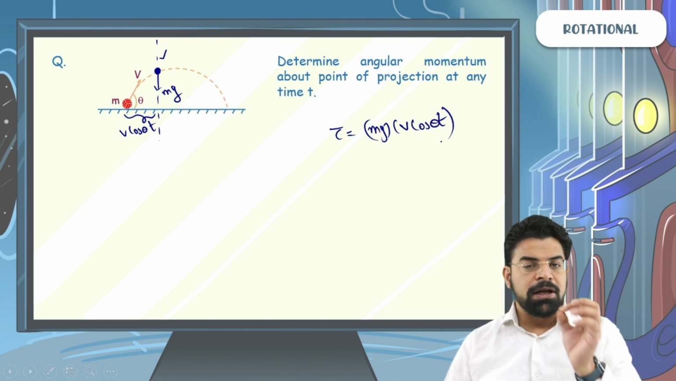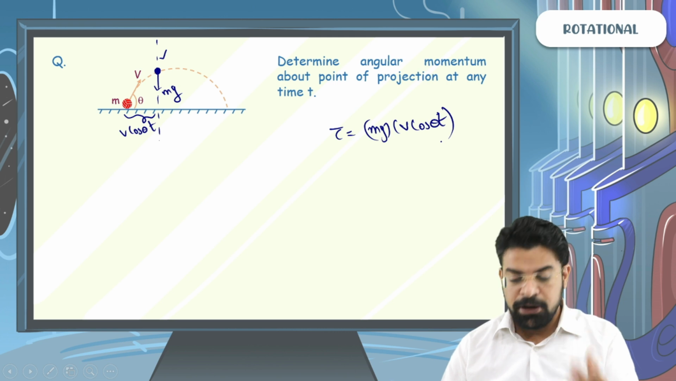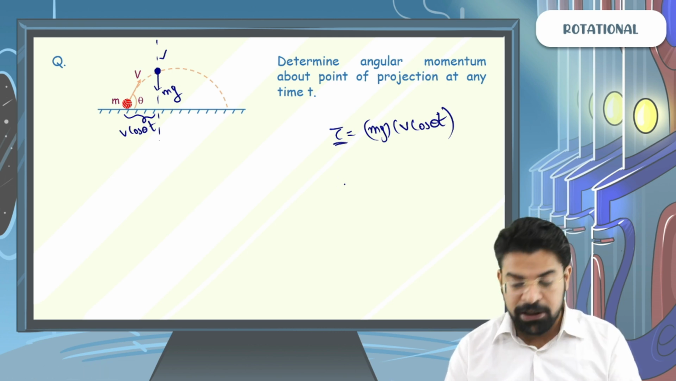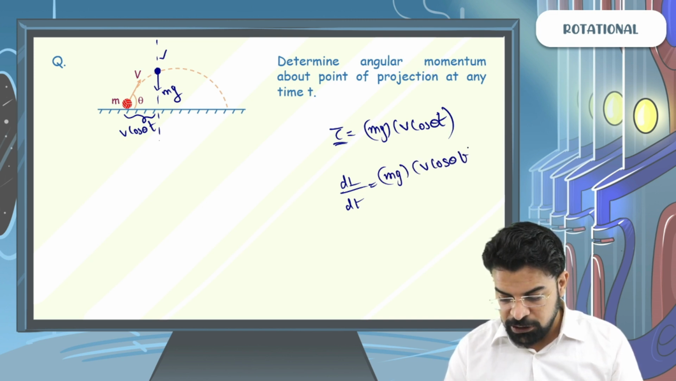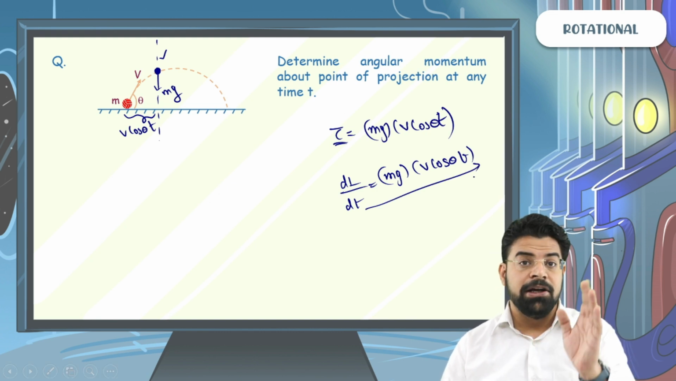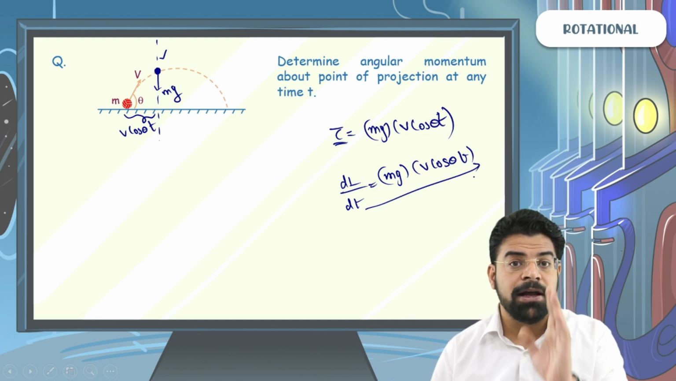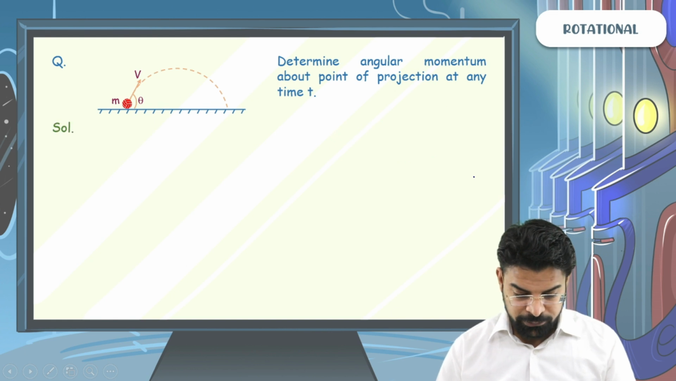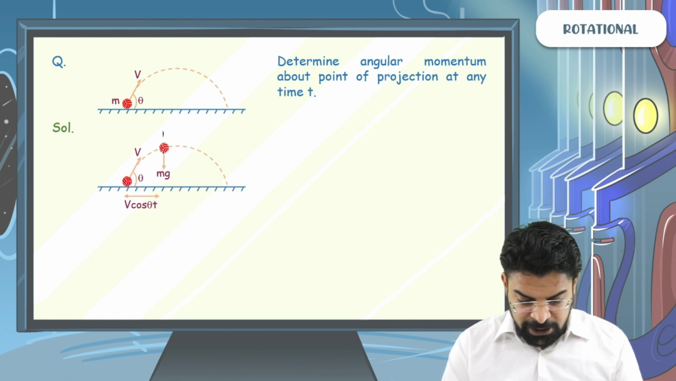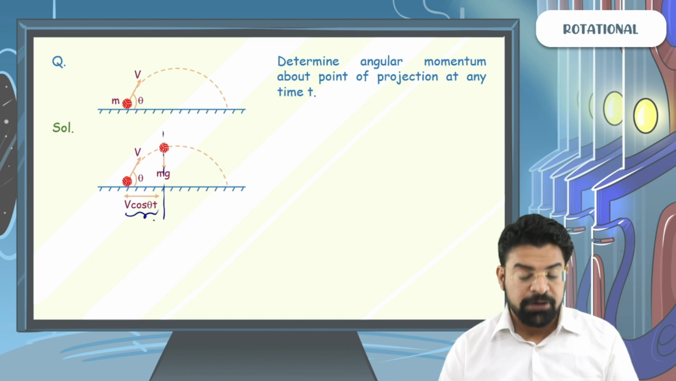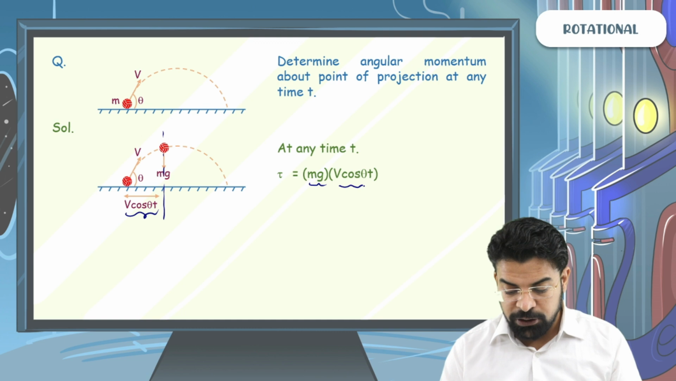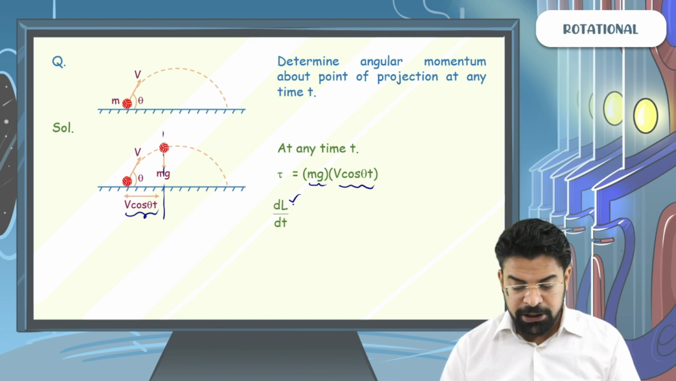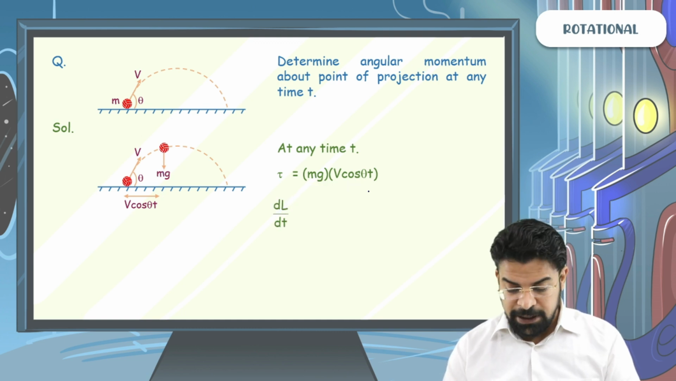Once you know the torque at any time t, you can write the angular momentum. How? In place of torque, you can write dL by dt. So you can write dL by dt equals mg times v cos theta times t. At any time t, the horizontal displacement will be v cos theta times t, so the torque equals mg v cos theta t, or better, dL by dt equals mg v cos theta times t.